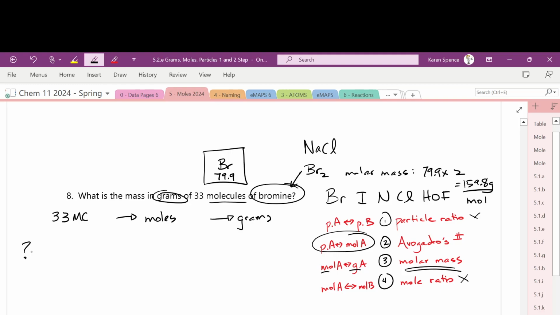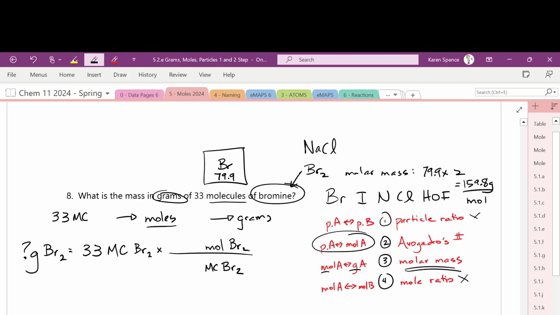So we want to find the number of grams of Br2. And we're starting with 33 molecules of Br2. What do we want to cancel? Molecules of Br2. And we want to find moles of Br2.